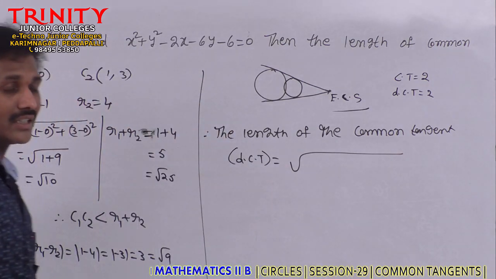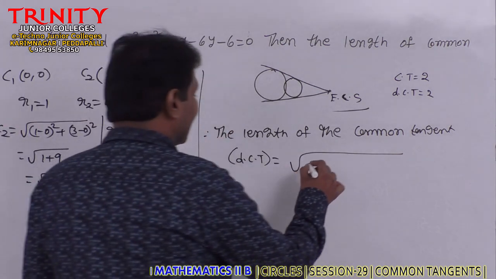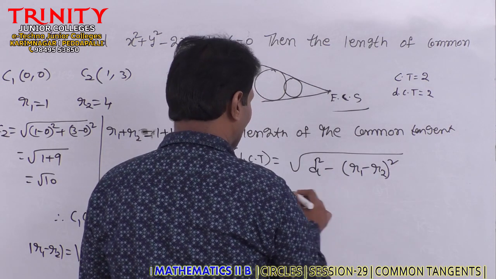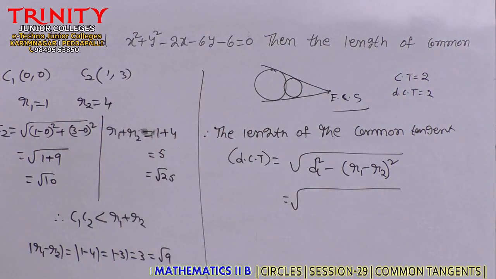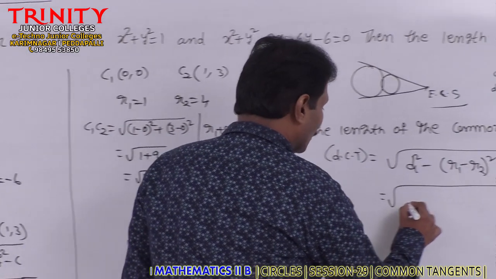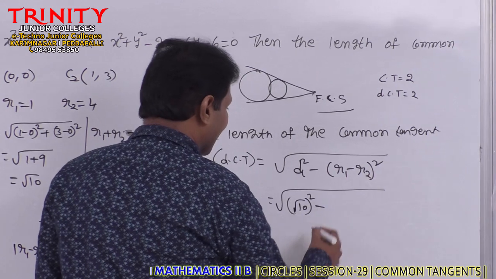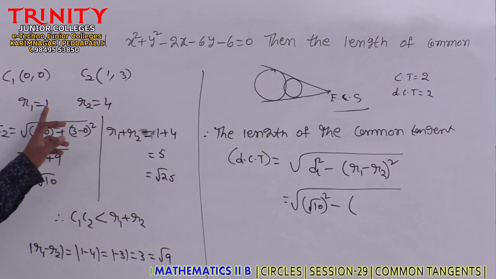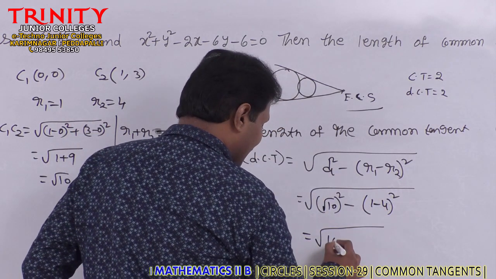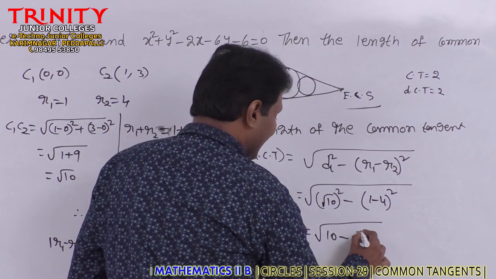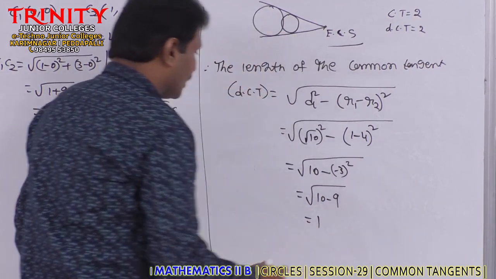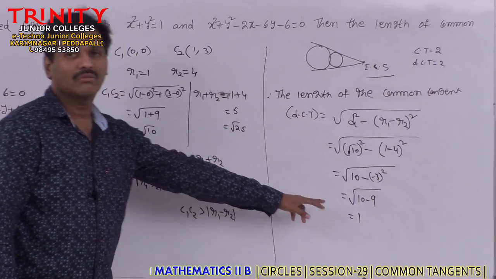From the last problem we know that the length of the direct common tangent is the square root of d² - (r1 - r2)². Here d is the distance between the two centers, C1C2, that is root 10. So the length is the square root of (√10)² - (1 - 4)², that equals the square root of 10 - 9, that equals 1. Therefore, the length of the common tangent is 1.